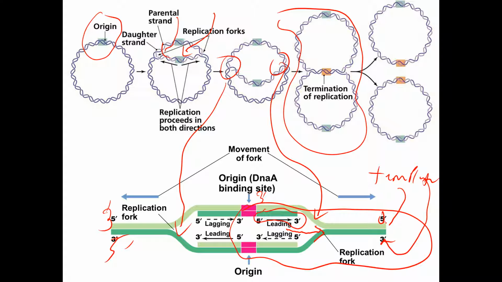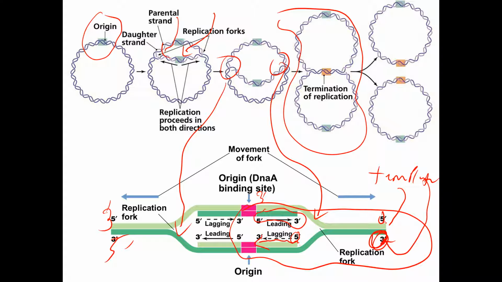Now, that does pose quite a problem, because here on this parental strand you have a free 3 prime end. Again, DNA replication only occurs 5 prime to 3 prime. So as this replication bubble opens up, DNA is laid down as a newly synthesized strand going in the opposite direction that the fork is opening up, because if this is the 3 prime end, that would make the complementary strand 5 prime.